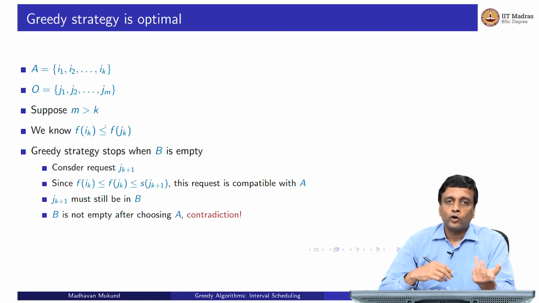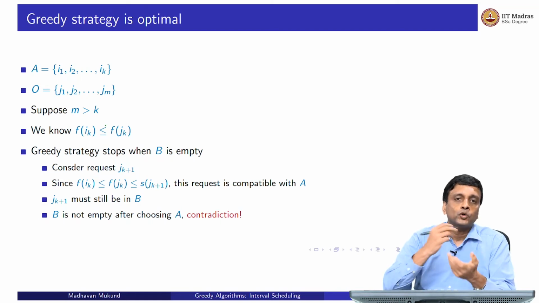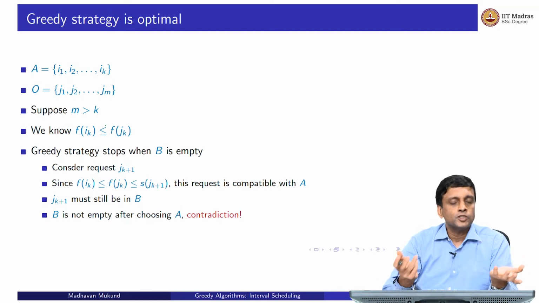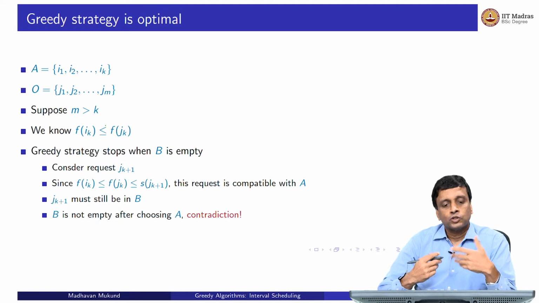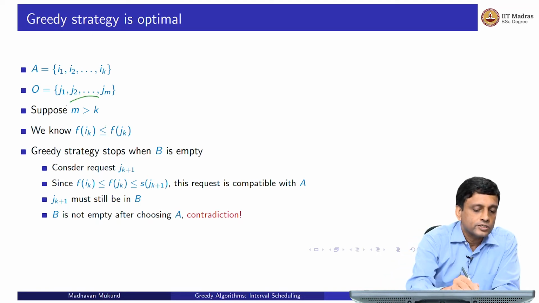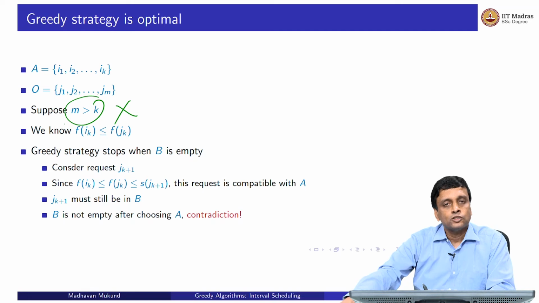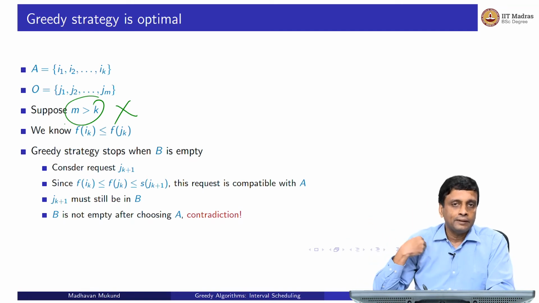So, this is a proof by contradiction. You assume something and you show that it leads to some absurdity, and because that absurdity is not possible, the original thing must have been wrong. So this is not a valid assumption. M cannot be bigger than K, so it can be at most K. Since you claimed that O was optimal and I claim that I have produced K, then M must be equal to K.